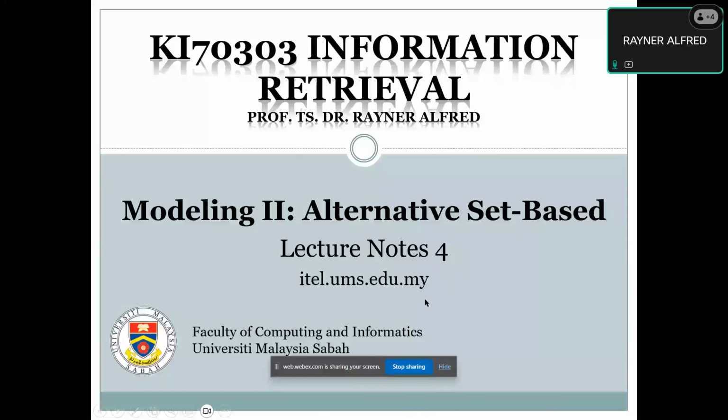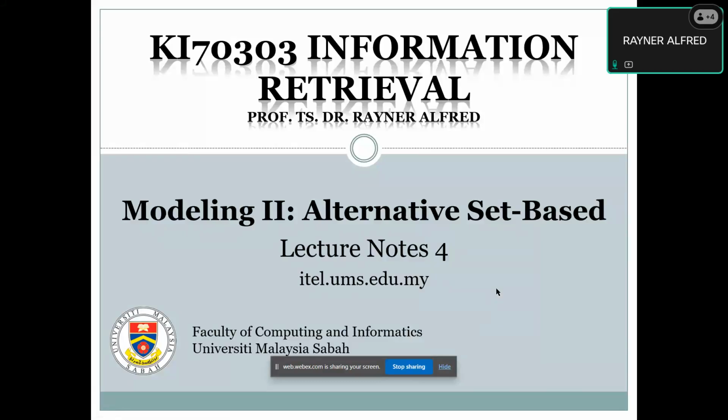So this one is modeling 2, alternative set-based. If you recall back in the previous exercise, the term document matrix contains only one term. That means it failed to capture computer science or software engineering, which consist of two terms. So another alternative is we use the set-based model, in which we consider more than one index to be collected in the term document matrix.